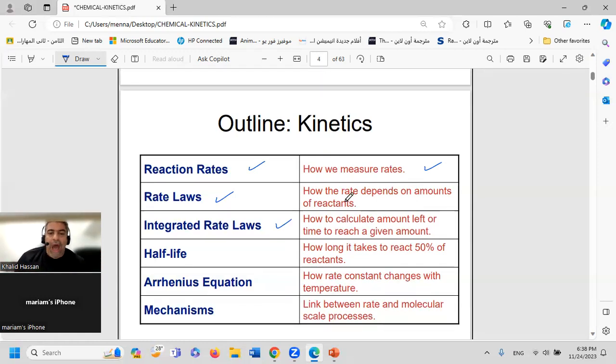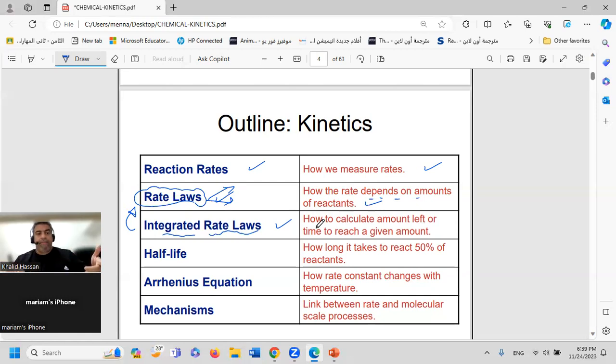So, rate law: how the rate depends on the amount of reactants, like the concentration of reactants, how much the rate will depend on it. Rate law is divided into two parts: differential and integrated. So the integrated is a part of the rate law. The integrated rate law shows how to calculate the amount left after time.